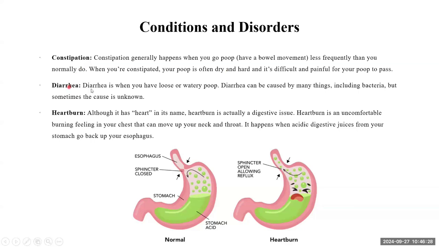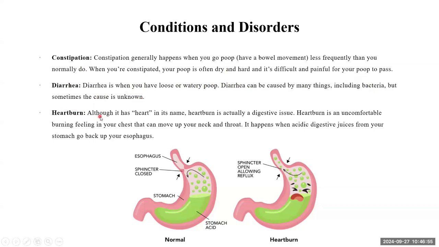Next is diarrhea. Diarrhea is when you have loose or watery stools, which means you are losing excess water in the form of loose stools, and your intestine is not absorbing enough water to send it back to the blood. Diarrhea can be caused by many things, including bacterial infections, but sometimes the cause is unknown. It can be due to food poisoning, different types of food substances, or irritation as well.